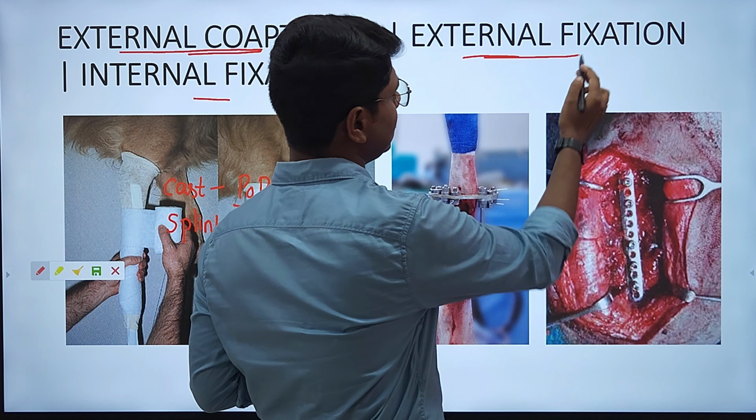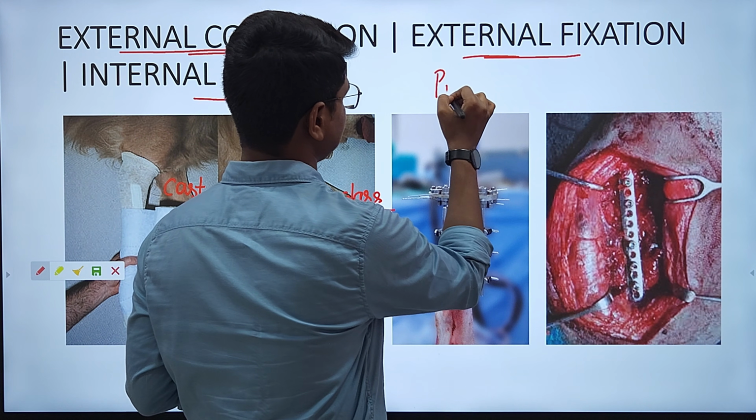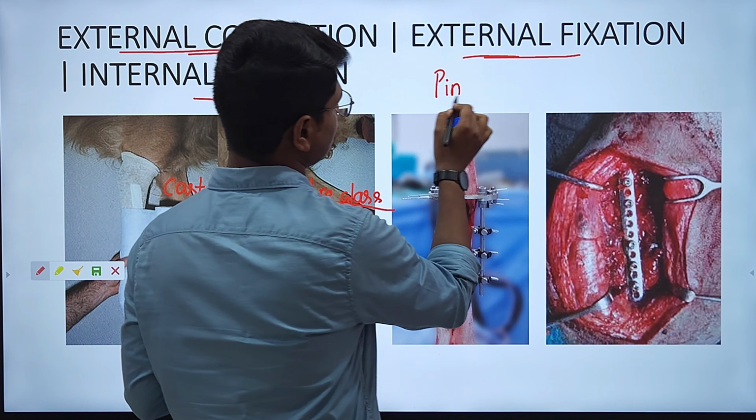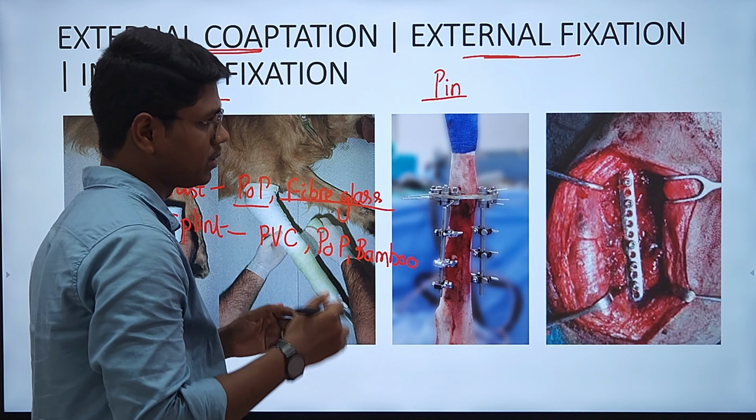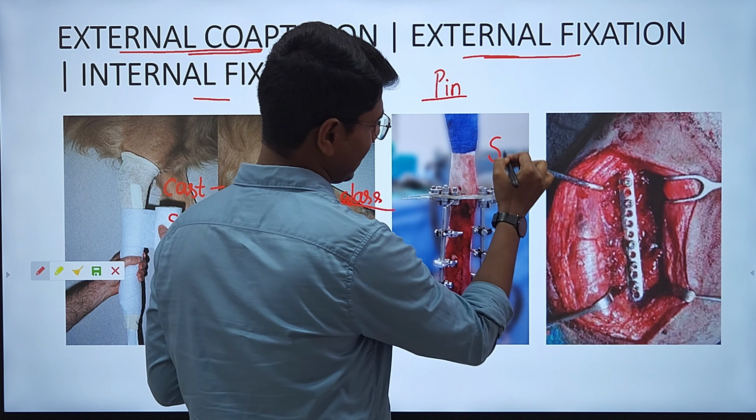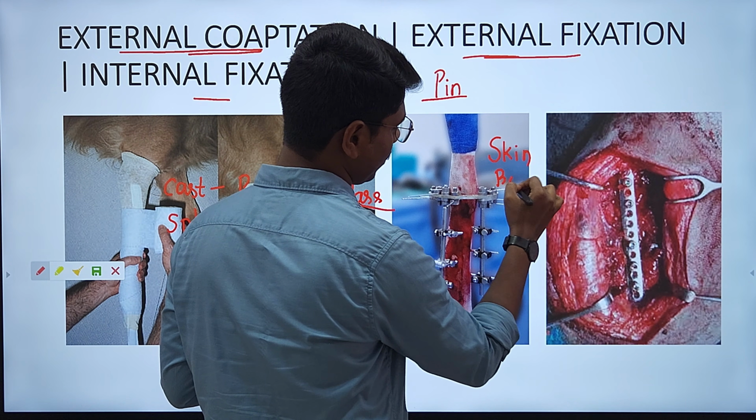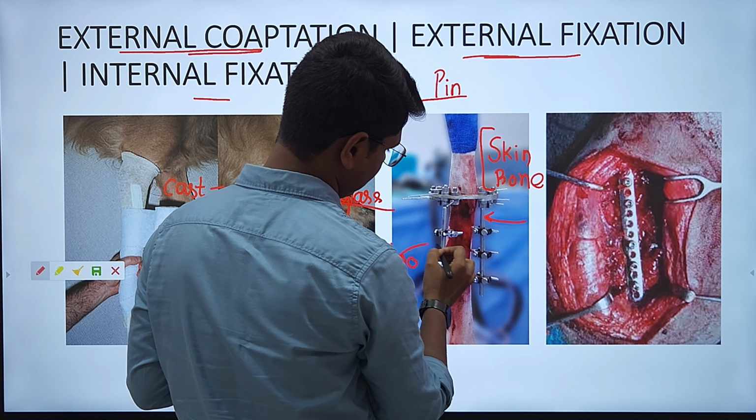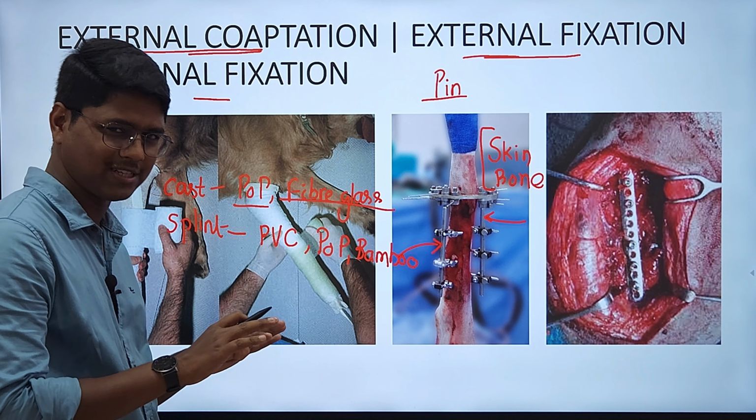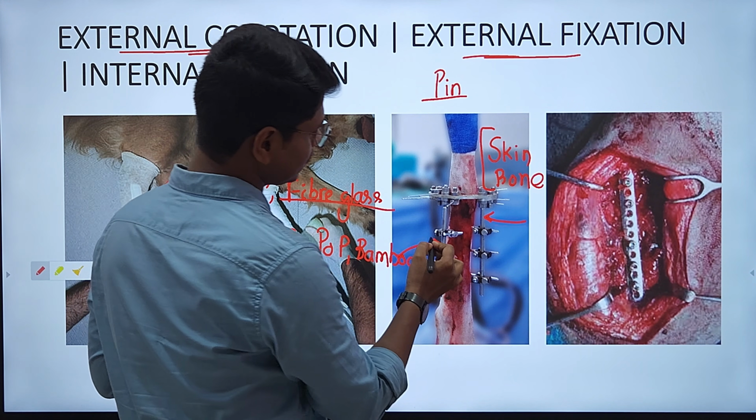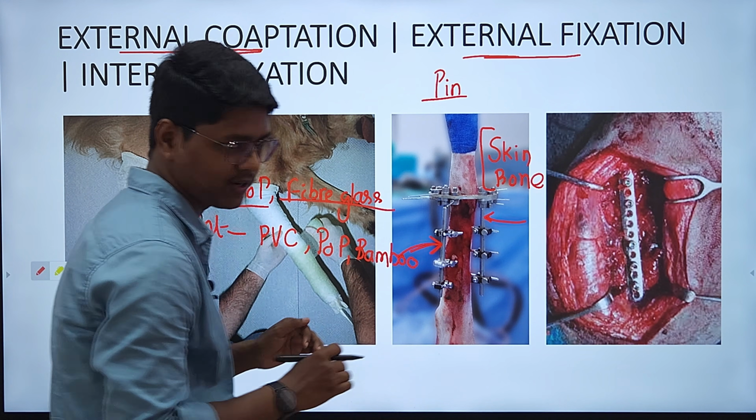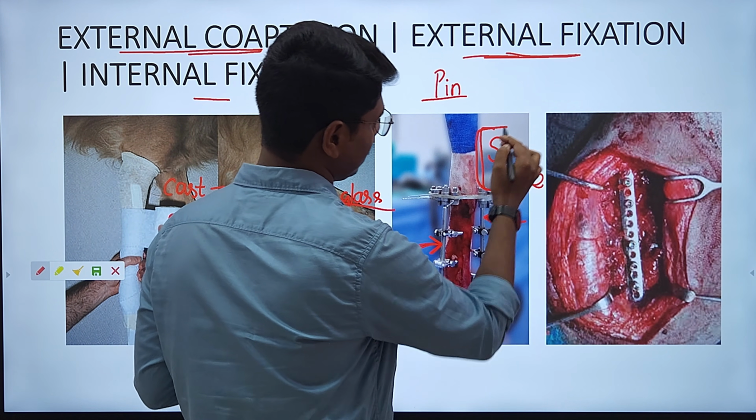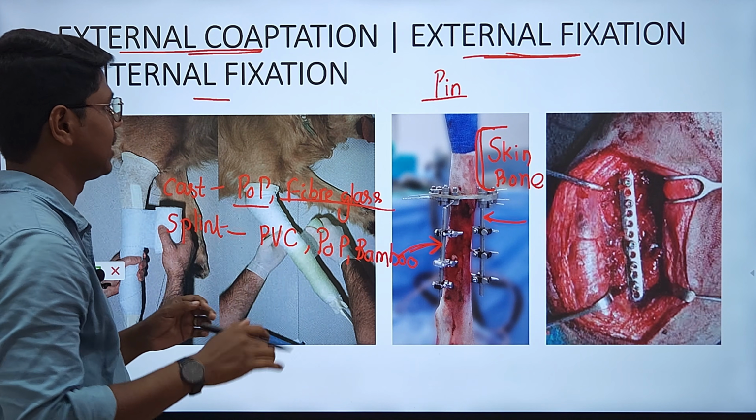External fixation means you are using pins, usually intramedullary pins, or in a small patient you can use K-wire also. So the pins are used to penetrate the skin and bone, but those pins are connected externally. Here you can see a bar. This is basically a linear ESF. We will discuss ESF, don't worry. So this is basically an external skeletal fixator. So that is external fixation. Here the skin and bone are penetrated by pins, but they are connected externally.